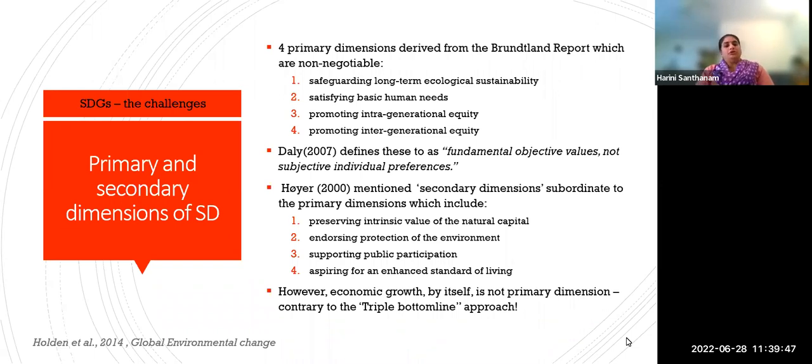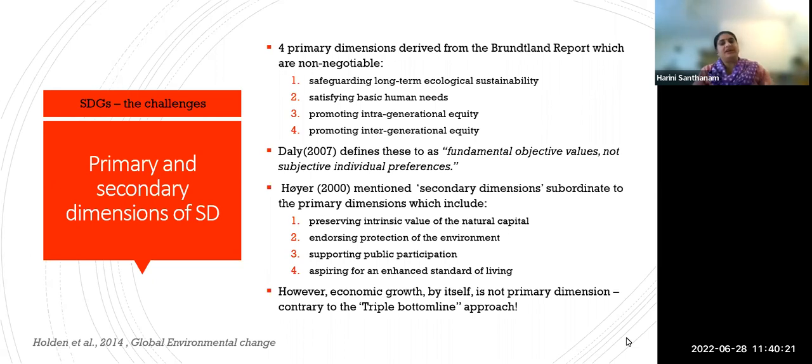So now we go to what is known as secondary dimension. So the secondary dimensions are subordinate to the primary dimensions, and these are: number one, preserving the intrinsic value of natural capital, endorsing the protection of the environment, supporting public participation, and aspiring for an enhanced standard of living. So here you see, we have to preserve the intrinsic value of natural capital. Now let us actually take the first primary dimension and compare it with what is given here.